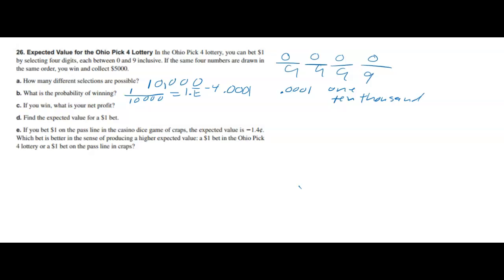If you win, what's your net profit? Everybody goes, I won $5,000. Well, not quite. In part C, if you win, you won $5,000, but you spent $1 for the opportunity to win that. So you net $4,999. It's not how much you make, but it's how much you keep, right?